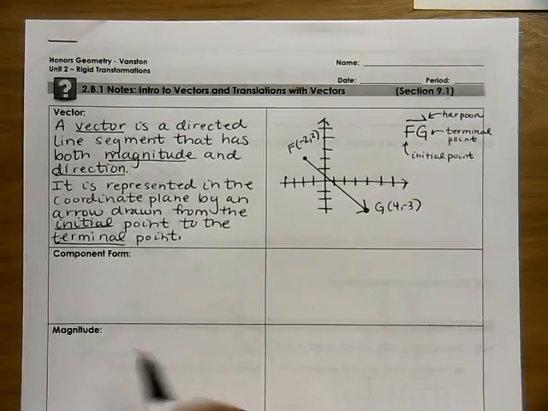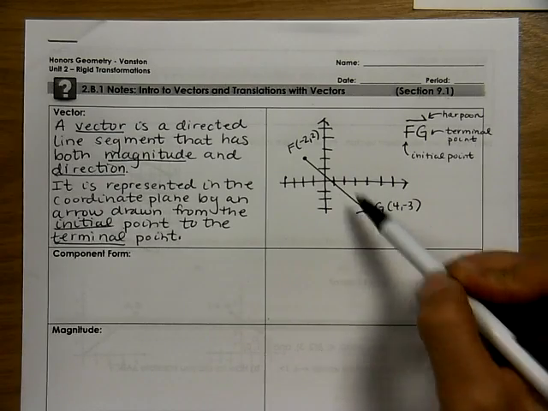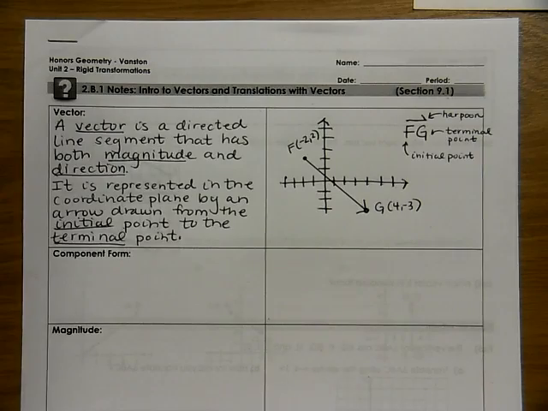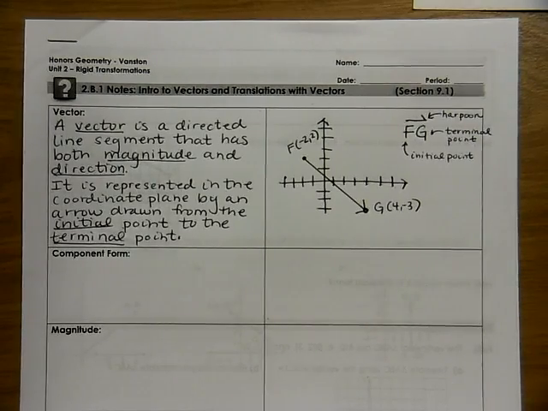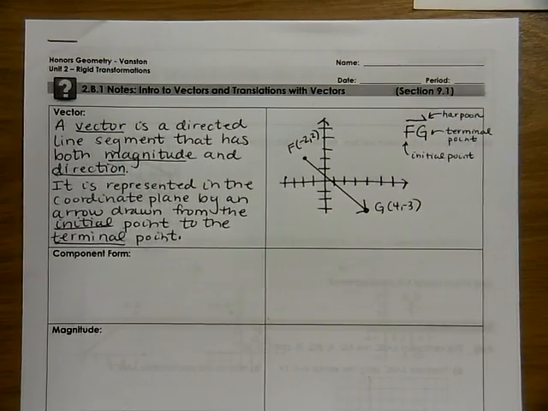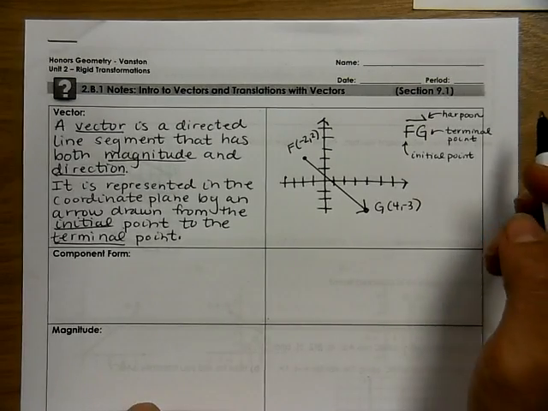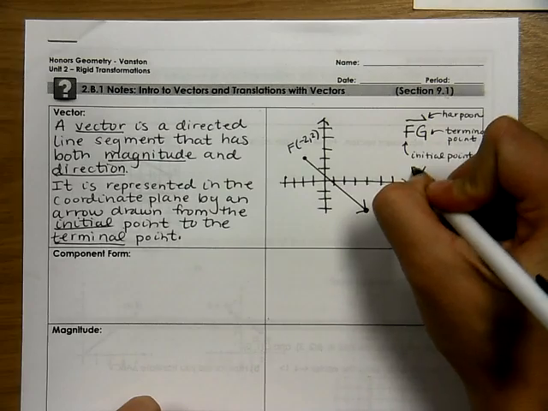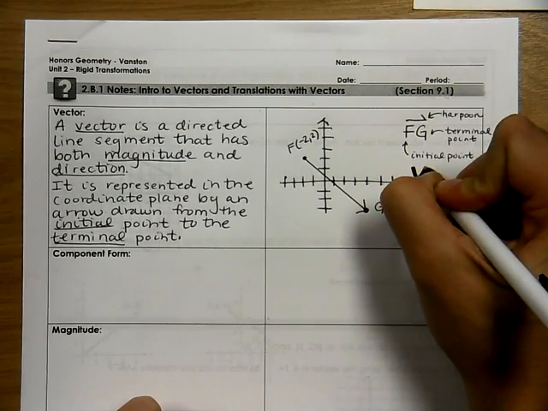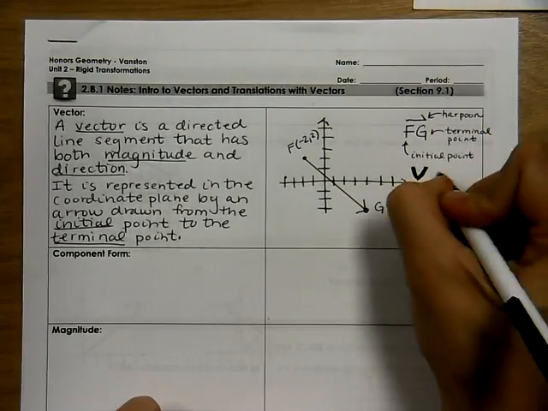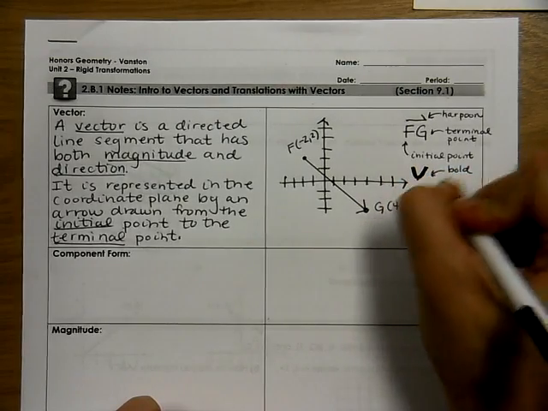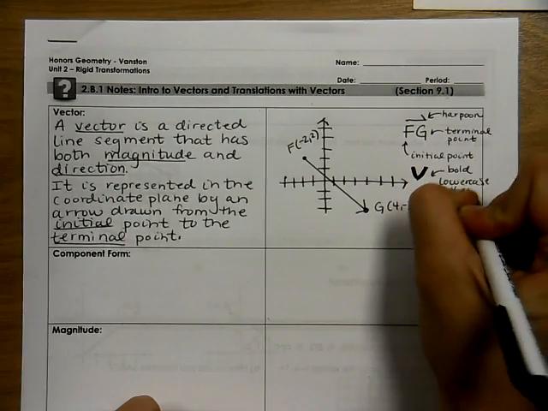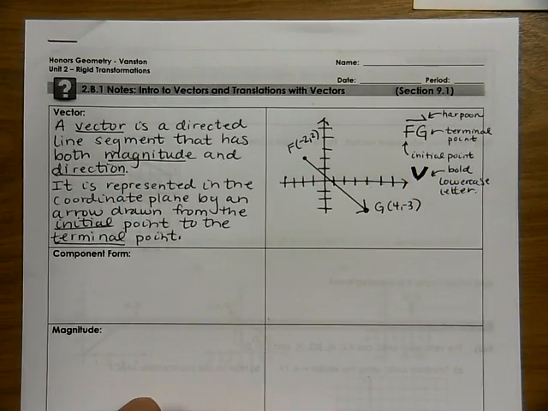So vectors are different than rays because vectors have an end and rays would go on forever, even though they look very similar in a coordinate plane. Another way to denote a vector is with a bold lowercase letter. That's difficult to do when we are writing by hand, but when I give you worksheets, you will see that in worksheets sometimes. So this is a bold lowercase letter, and a vector can be represented by that.